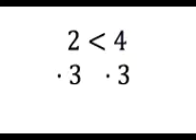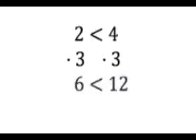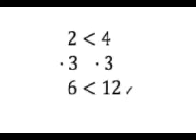So what happens if we multiply both sides by 3? The 2 on the left times 3 gives me 6, and the 4 on the right times 3 gives me 12. Is the inequality still true? Is 6 less than 12? Yeah, it would seem that multiplying by numbers keeps the inequality true. But let's try some negative numbers just to be sure.